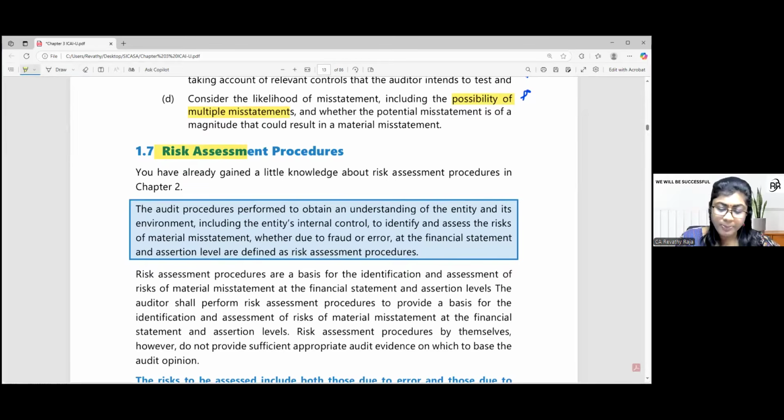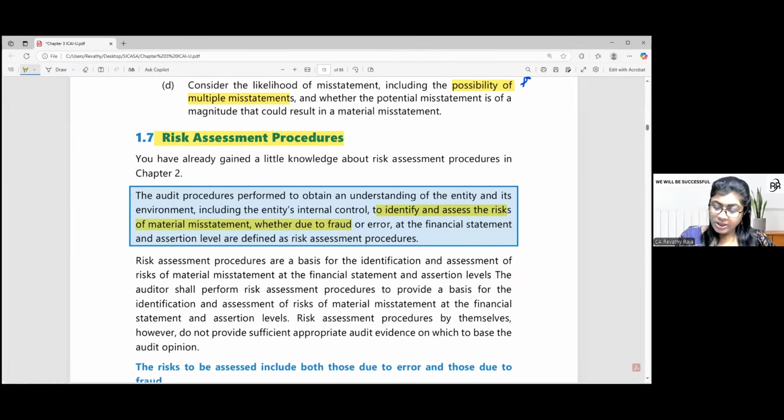Now, we were talking about RAP, risk assessment procedure. Why? To identify and assess the risk. We perform risk assessment procedure. Okay, let us see the sentence. Risk assessment procedures by themselves do not provide sufficient evidence. Can you say the logic? If RAP could have provided you with all evidence, SAP is useless, no? So they say risk assessment procedure does not provide you with sufficient evidence.